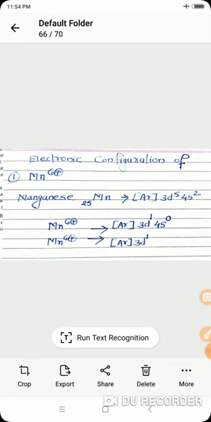This is the electronic configuration of Mn6+ ion, because we have to remove the 6 electrons from the valence shell electronic configuration, that is 3d5 4s2. By removing the 5 plus 2, 7 electrons, and by removing the 6 electrons, we get finally the 3d1 electronic configuration.